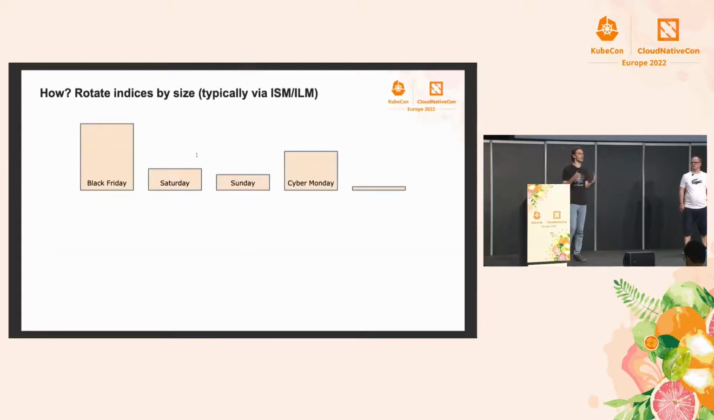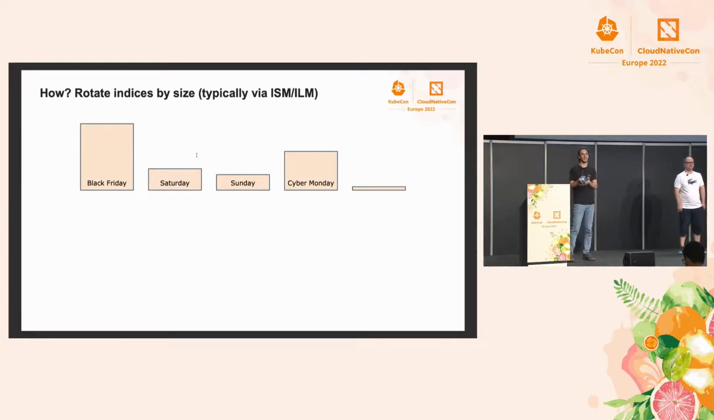But this design is not perfect, and we may run into what we call the Black Friday problem. So let's say we are an e-commerce website and we're logging access logs. And so hopefully during Black Friday we will have a lot more traffic, and so that index will grow larger, much larger than the indices from the following Saturday or Sunday. And then you have Cyber Monday, and then again it's a spike of traffic, and then again it goes down, and so on and so forth.